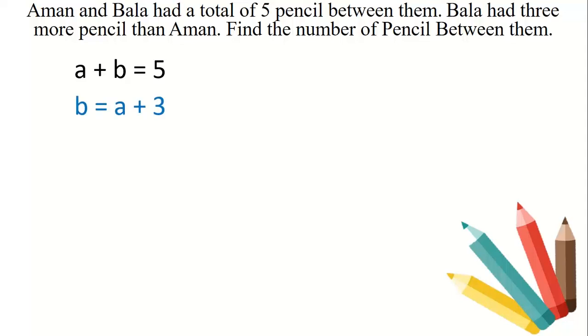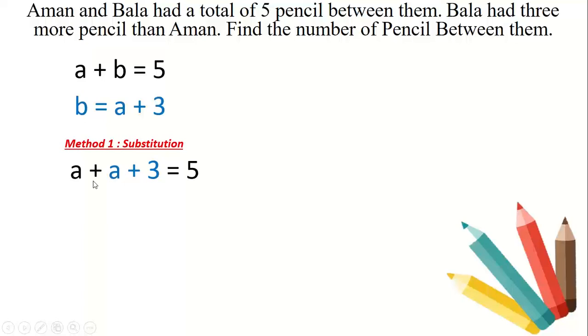Now there are two methods to solve these two equations. The first is the method of substitutions. In method of substitutions, we are going to put the value of A or B from the second equation into the first equation. It's easy to put B is equal to A plus 3 in the first equation. So our first equation will become A plus 3 is equal to 5, where I have put the value of B is equal to A plus 3.